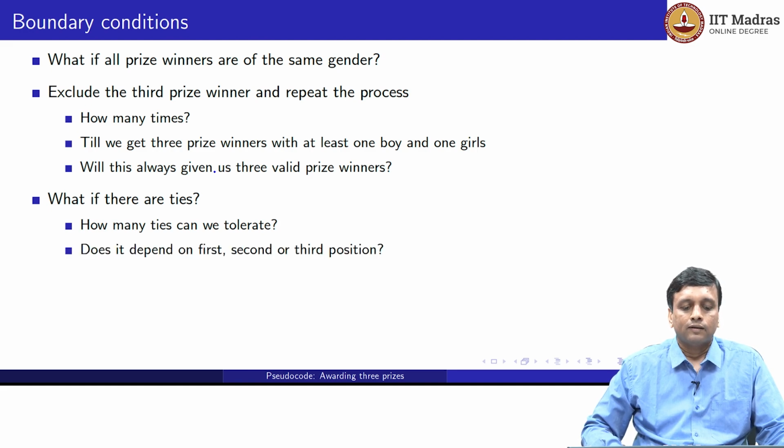So therefore, the number of ties we can tolerate in this procedure also depends on whether the ties happen at the first position, the second position or the third position. So once again, if we have a lot of ties, then this procedure will result in some arbitrary choice about who gets the prize and who doesn't get the prize.